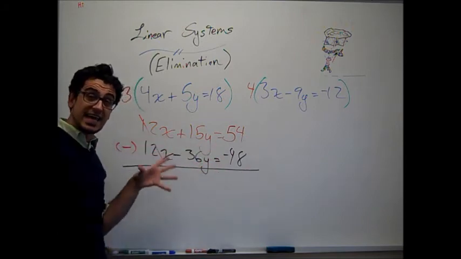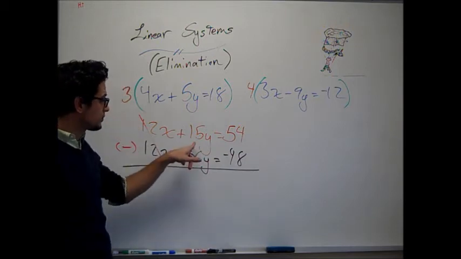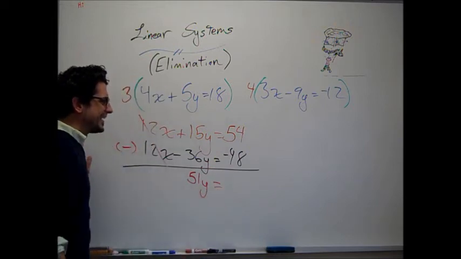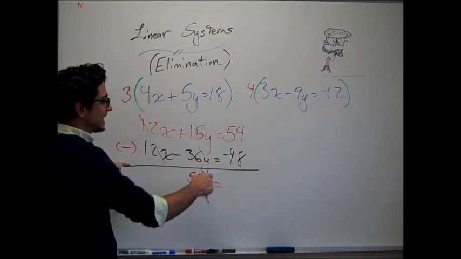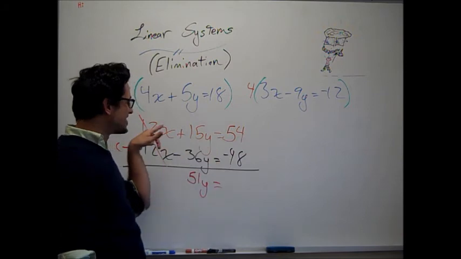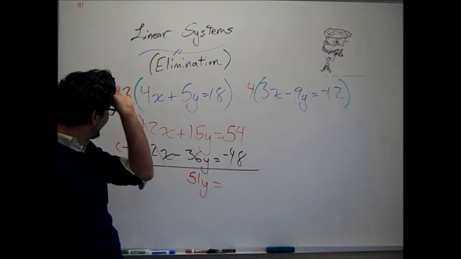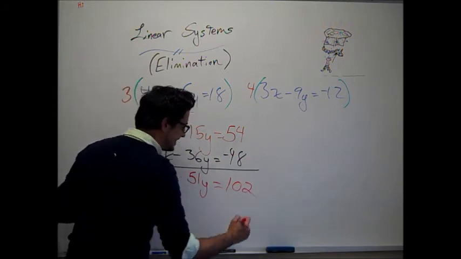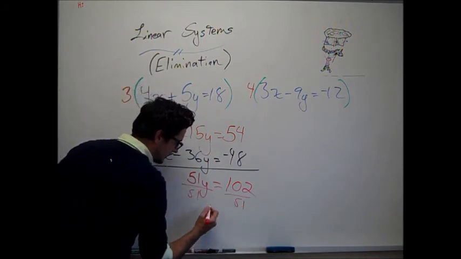Okay, so I'm subtracting a negative, which means I end up adding. So I have 15 plus 36, which gives me 51. Really? 51y? All right, let's roll with that. And then, since I'm subtracting a negative again, I'm subtracting a negative 48. So that's going to give me 54 plus 48, which is 102. All right, so 102. And nicely, I can divide by 51, and I'm left with y is equal to 2.